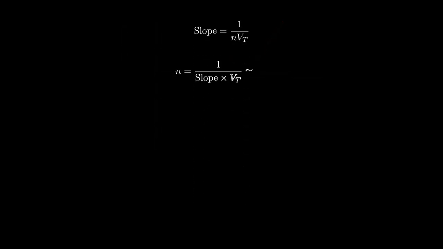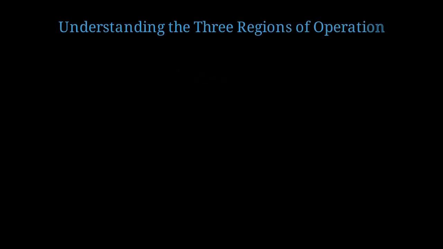If the slope is about 15 per volt and Vt is 26 millivolts, we get n approximately equals 1.5. This tells us the device has some non-ideal recombination.